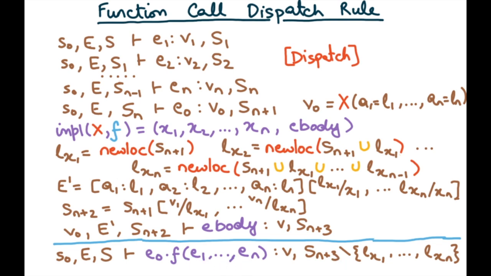This is not what we want, and so the complete rule in fact involves subtracting these locations LX1, LX2, ... LXN from Sn plus 3. And so this is our final dispatch rule.